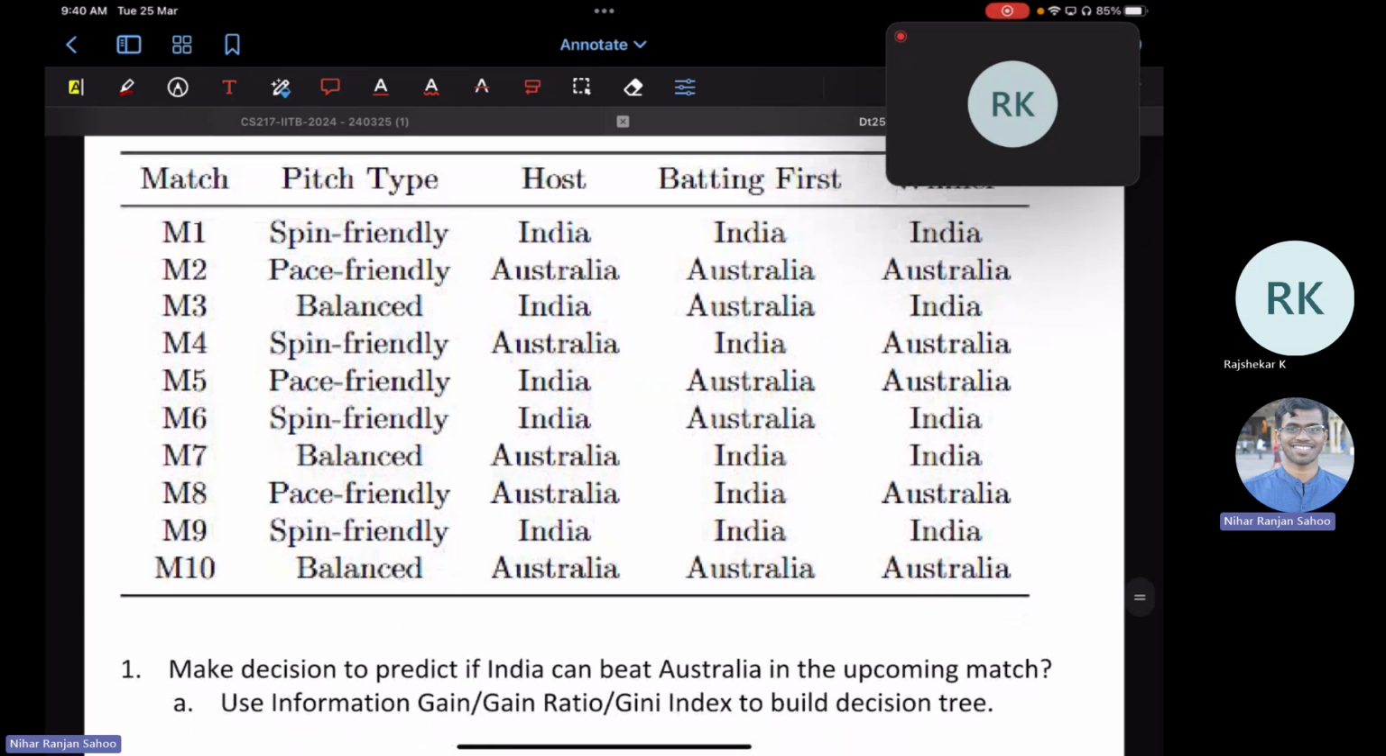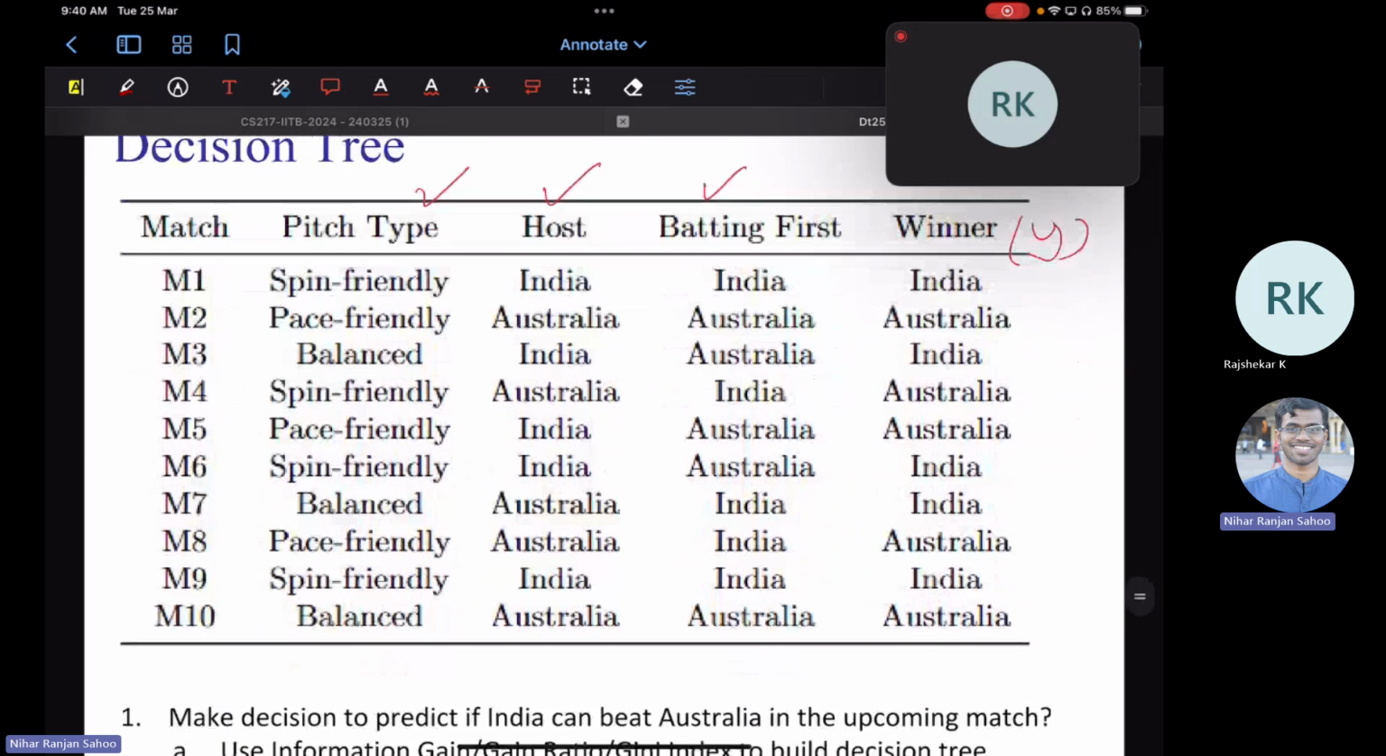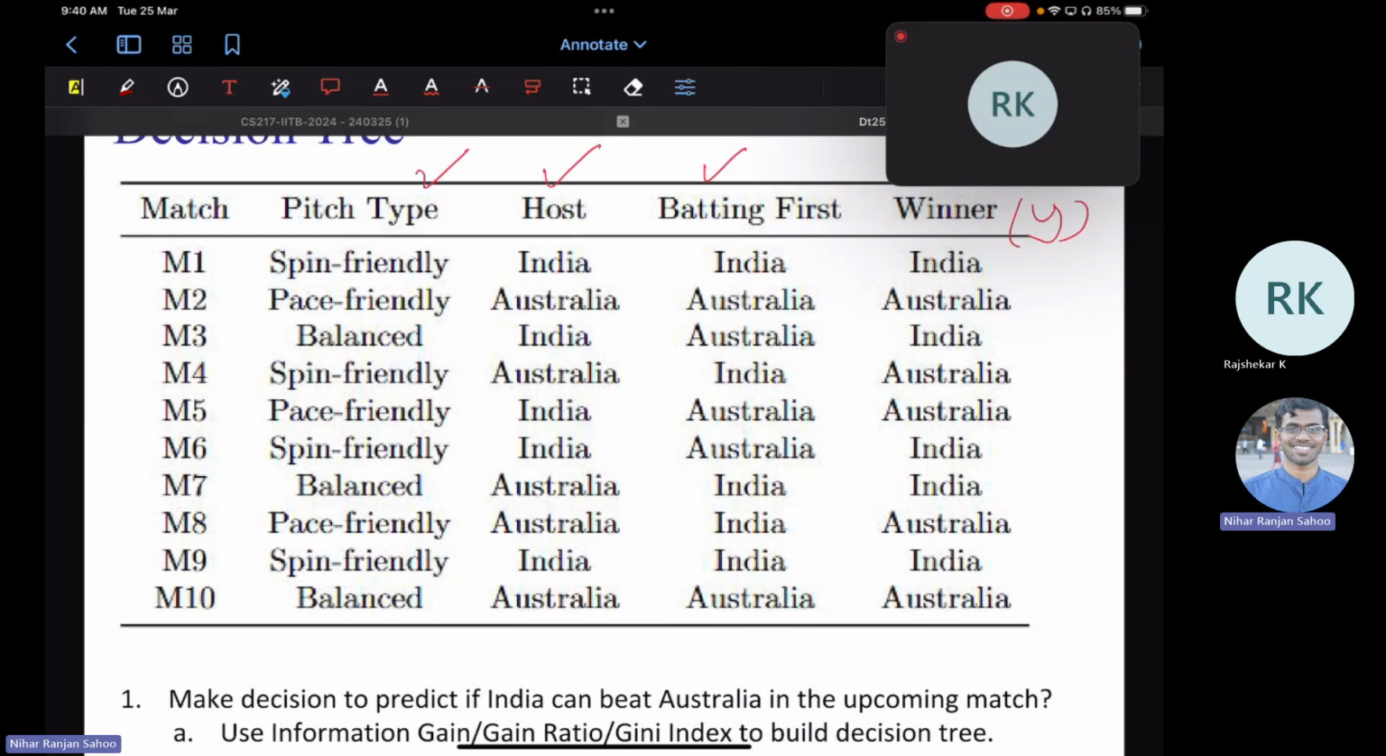So if you consider this given example, which has features like pitch type, host, which country batted first, and who is the winner. So this is our Y label, right? Let's say we're trying to predict the probability of India winning the match. Then we'll check what is the probability of Y equal to India here, right? So this is what we'll check. So this is our Y label.